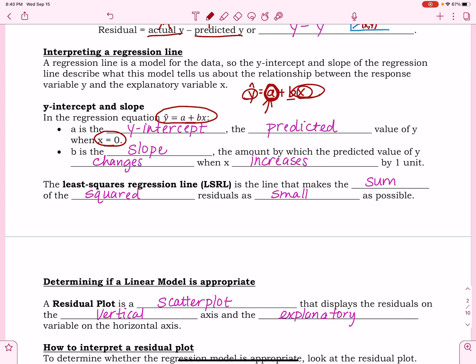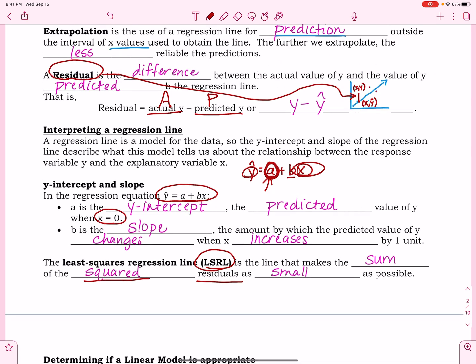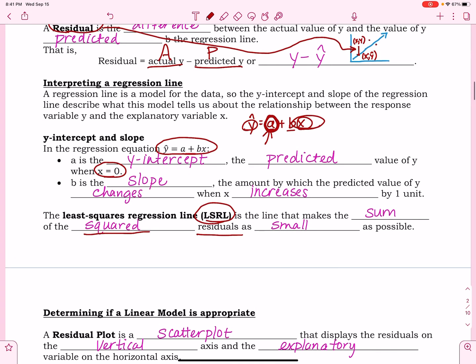The least squares regression line is called the LSRL. The reason we call it the least squares regression line is because it's the line that makes the sum of the squared residuals as small as possible. So why is that important? Well, if you look at your line here with all of your ordered pairs, if I square those distances, I'm going to make that distance as small as possible so that my line fits exactly where it should be. It's a mathematical calculation that you won't ever have to do by hand. But that's a little bit about your regression line.